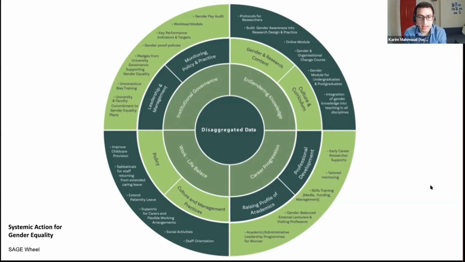within your plan. For example, under career progression and professional development, you have tailored mentoring, you have gender balanced visiting professors, etc. You have policies for work-life balance in your left-hand quadrant, and there are different ideas there in terms of changing the culture within your institution. So this is a very useful resource, and I can suggest that from a number of EU-funded projects, there are some very useful outputs, some examples of gender equality plans, and this particular project has also developed an online module that you might find interesting. So that's something to look at as well.